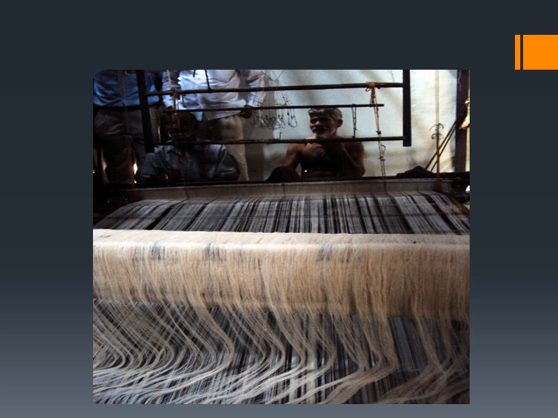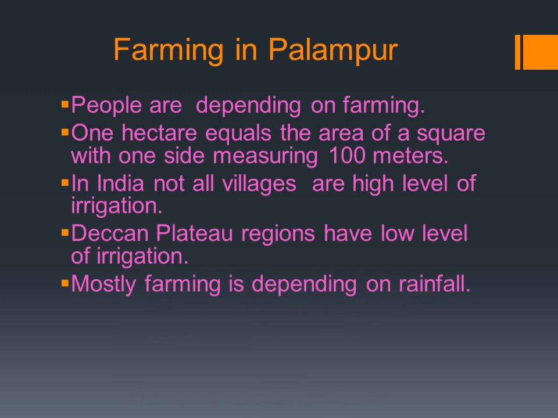In India, most of the people depend on farming, so we need to know how land is measured. Land is measured in hectares. A hectare equals the area of a square with one side measuring 100 meters. Now, do you measure your school playground in hectares?